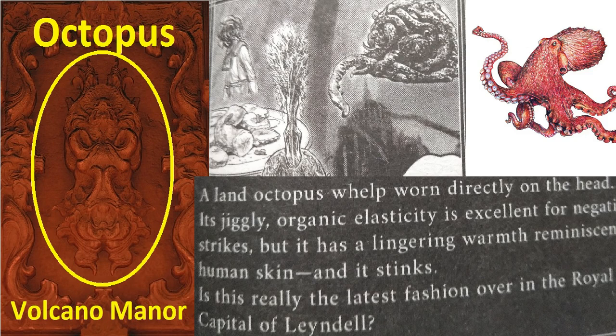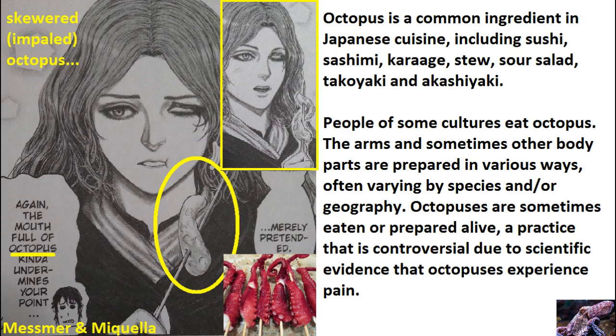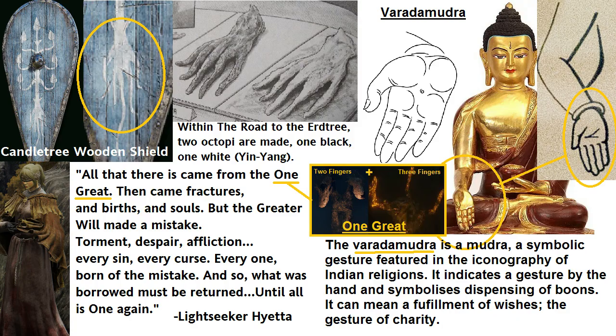Within the manga, it's mentioned that wearing the octopus head is the latest fashion trend in Leyndell. This shows Mikkela's influence within the capital city. Also within the manga, Godric challenges the Tarnished to a grafting contest, in which the Tarnished makes an octopus. Godric copies this idea last minute and creates a darker colored octopus. This could represent the balance of light and dark, black and white, yin and yang, balance.